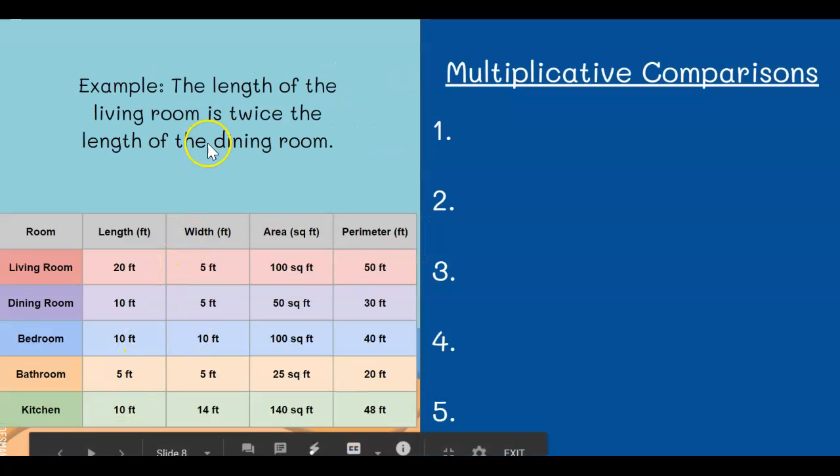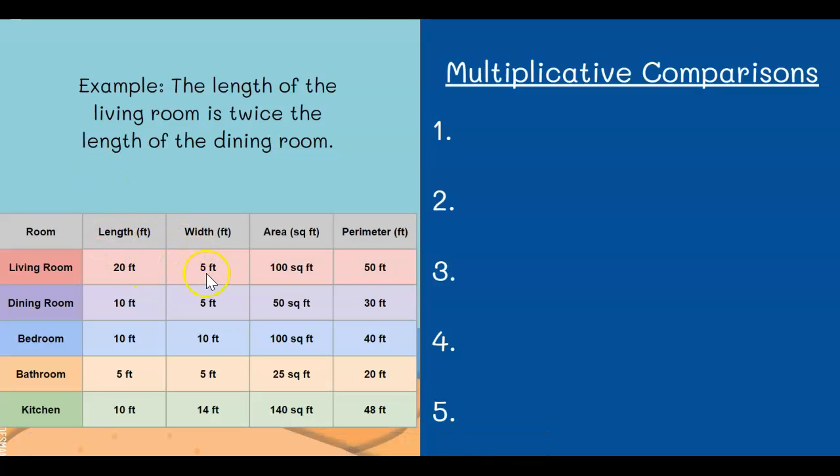So our next slide. These are actually the same dimensions as on the previous slide. And many of these numbers, there are multiplicative comparisons that we can create throughout here and write over here. An example would be the length of the living room is twice the length of the dining room.